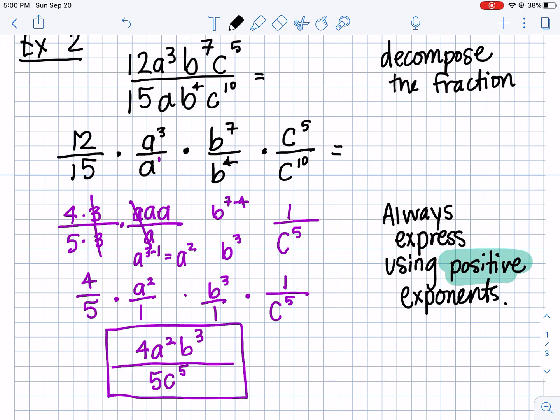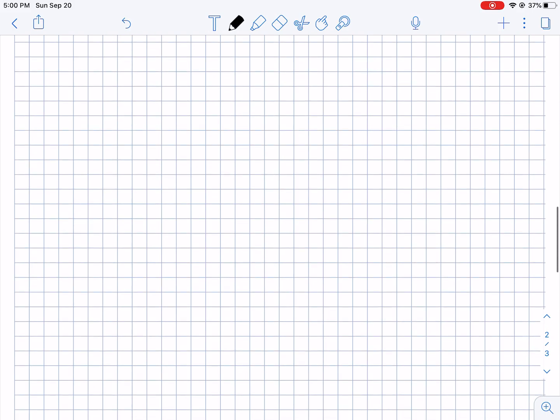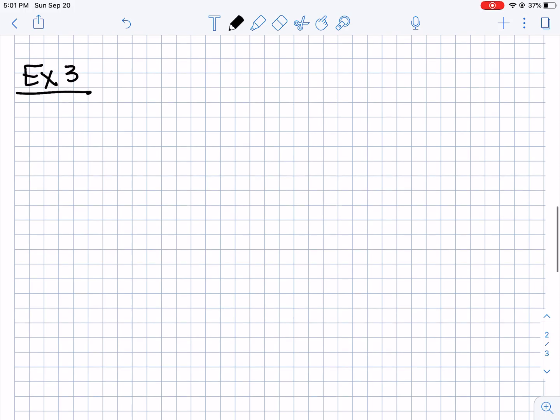Okay, we are going to do one last example here. Example number 3. Make sure you are writing this down. Example number 3 is taking a multi-step problem and taking it to a power. So let's say we have 5 p to the 9th, q to the 11th. And let's say we're going to take that whole thing to the 3rd power.